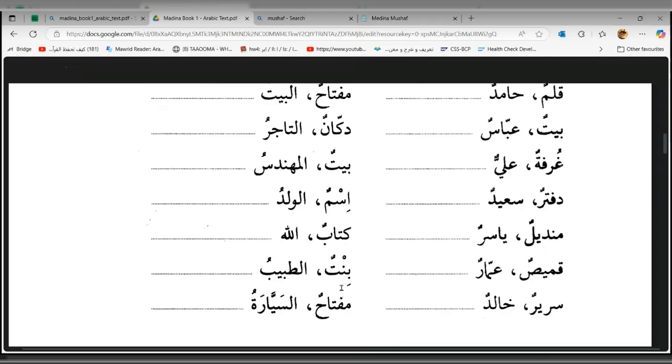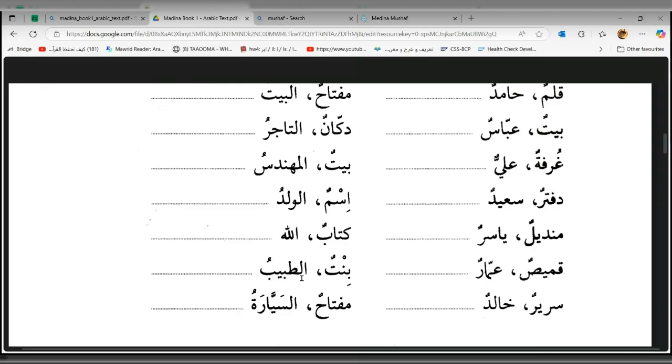The next one is bintun and at-tabibu. Bintut Tabibi. Because ta is a sun letter, we don't say the lam. Bintut Tabibi. Is it clear, that one?